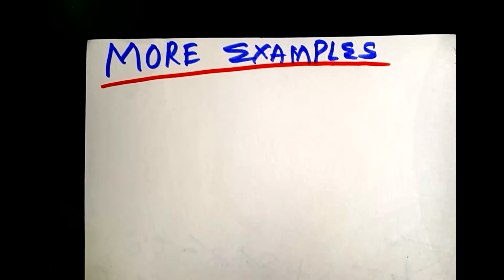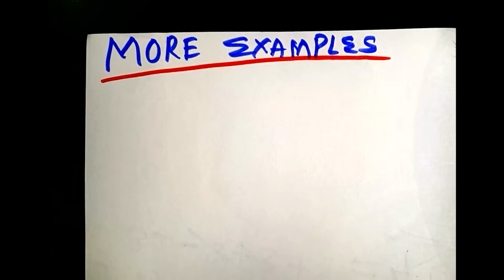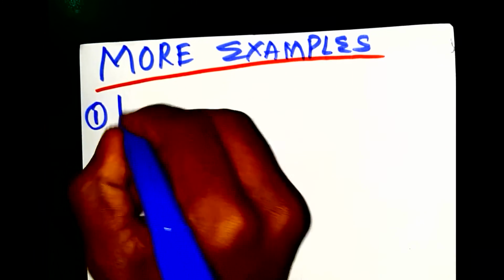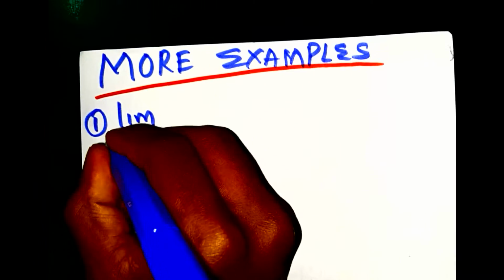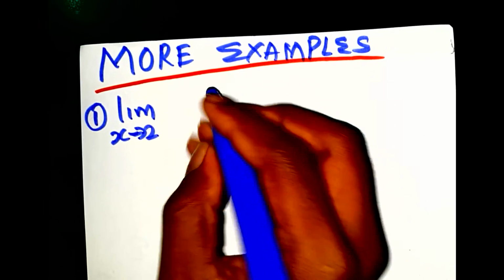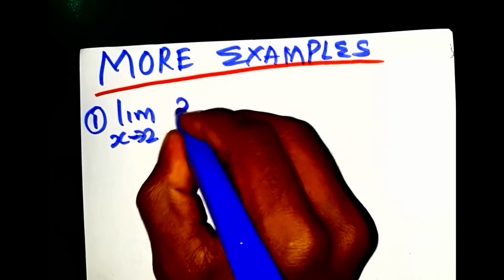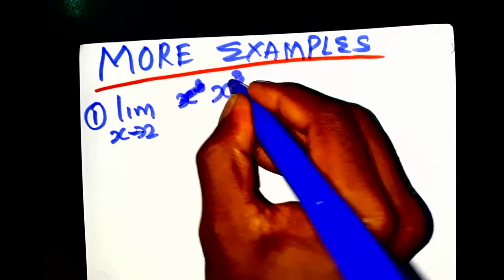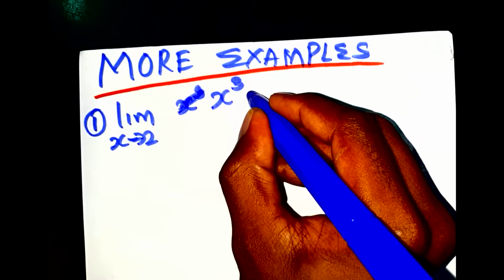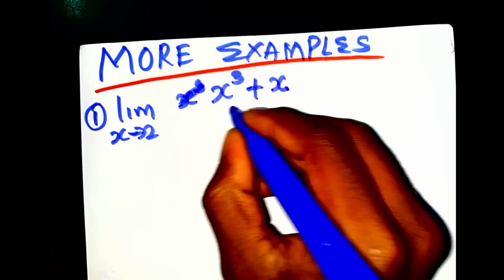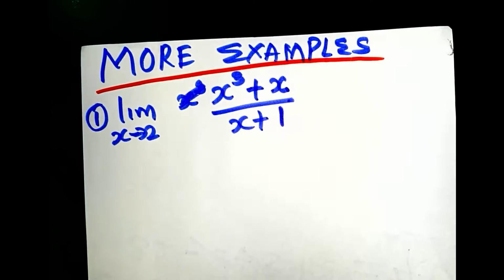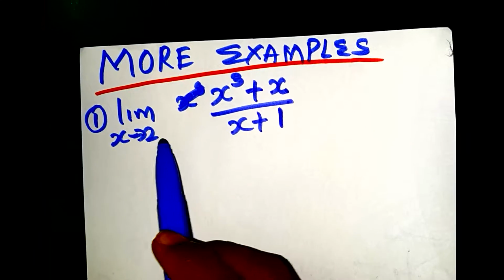We'll be solving more examples on limits. Let's get started. The first example I have here is limit as x goes to 2 of (x cubed plus x) over (x plus 1). So x tends to 2 here.